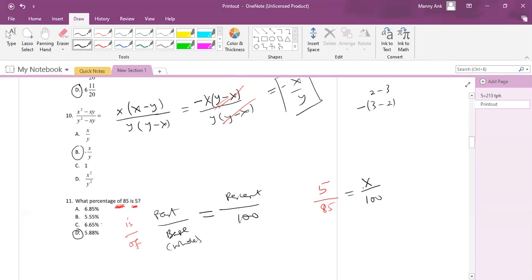If you do the cross product, then you have your answer. Multiply the cross product, divide by 85, and then your x is 5.88%. So you multiply 5 times 100, get the answer, and divide by 85.